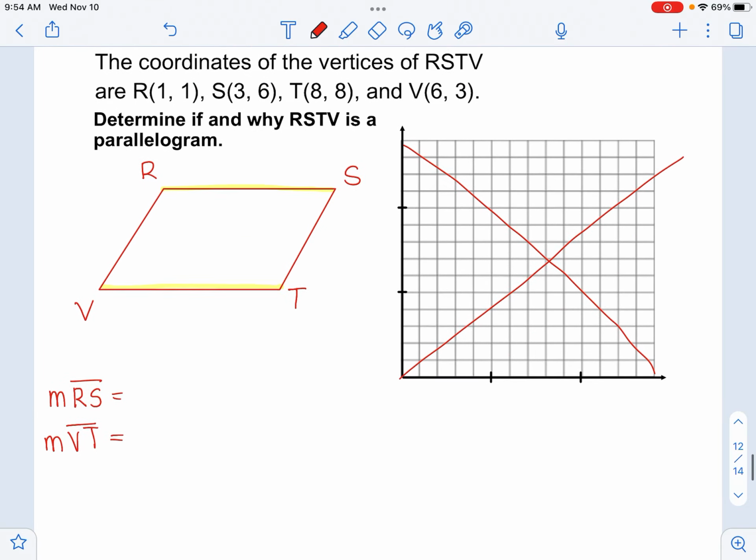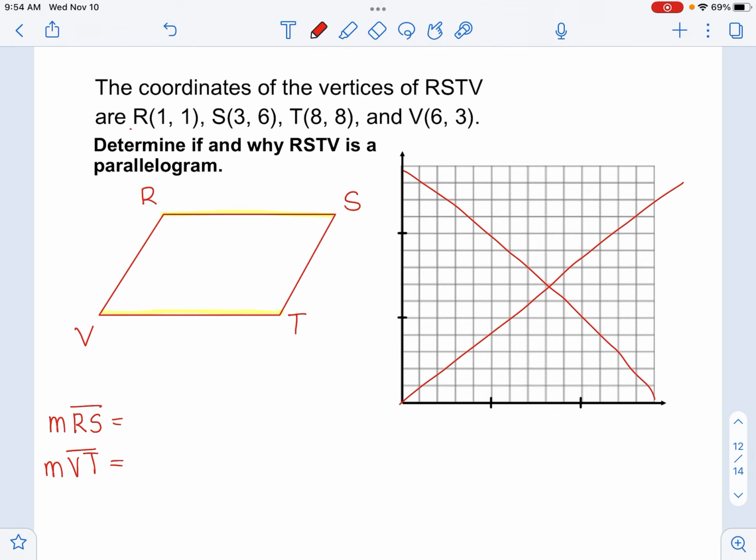All right, so we're going to use the slope formula in order to do that. For RS, I'm using R and S. So I'm going to call R x1, y1, and I'm going to call S x2, y2. And I'm going to find the slope of RS.